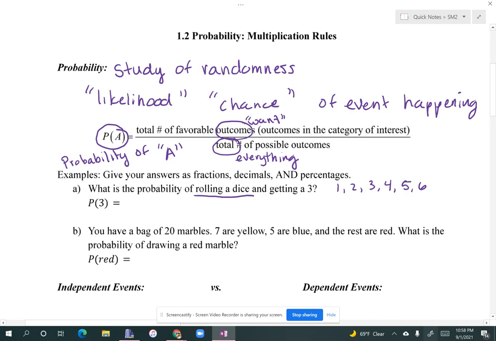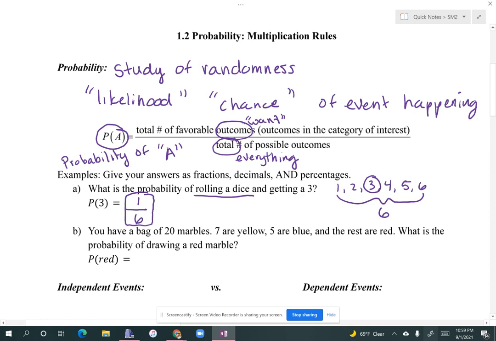So my top number, or my numerator, is what I want. Out of those 6 sides, there's only one of them that I'm wanting. So it's going to be one favorable outcome over the total possible outcomes, which is a total of 6 sides. Okay, that's my fraction.